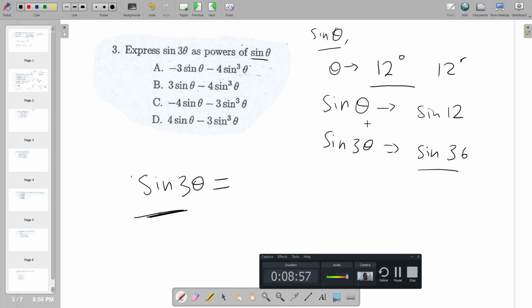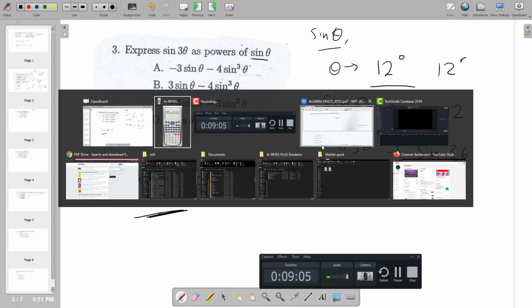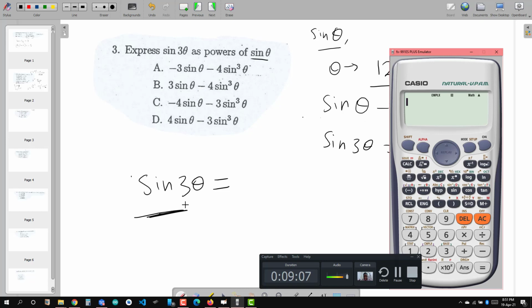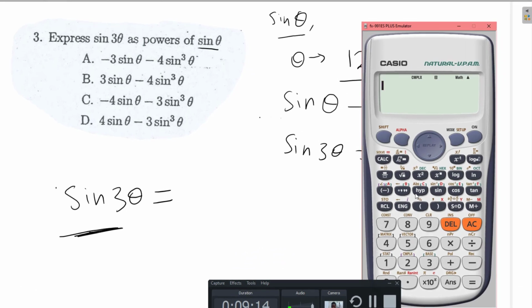So with the theta we've picked, the sine theta we've picked, and the sine 3 theta we've picked, we are going to let our calculator tell us which of these is true. So what you do is save the value of sine 3 theta, which is sine 3 times 12, or sine 36. We will save this.